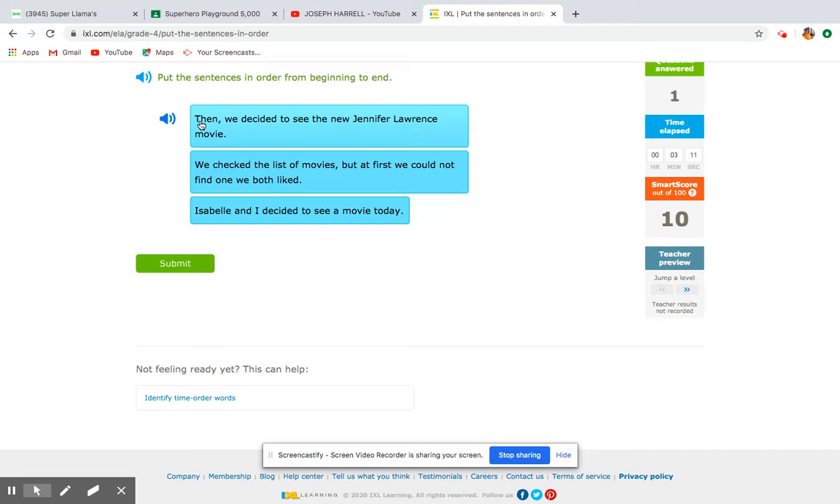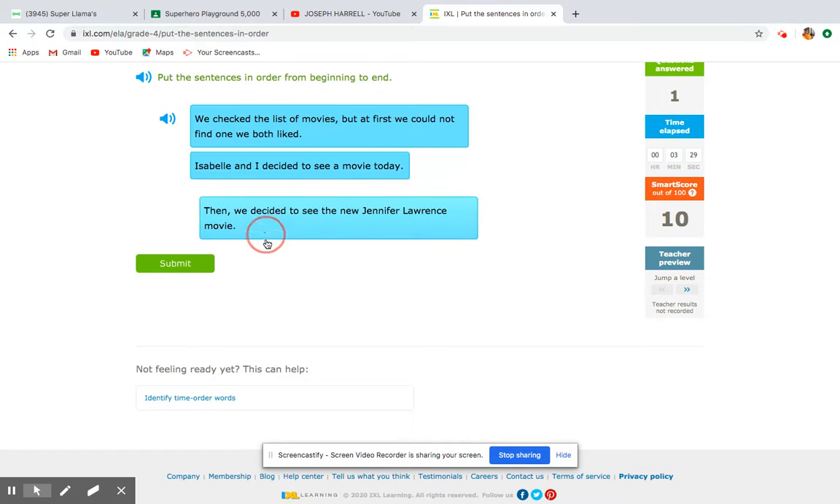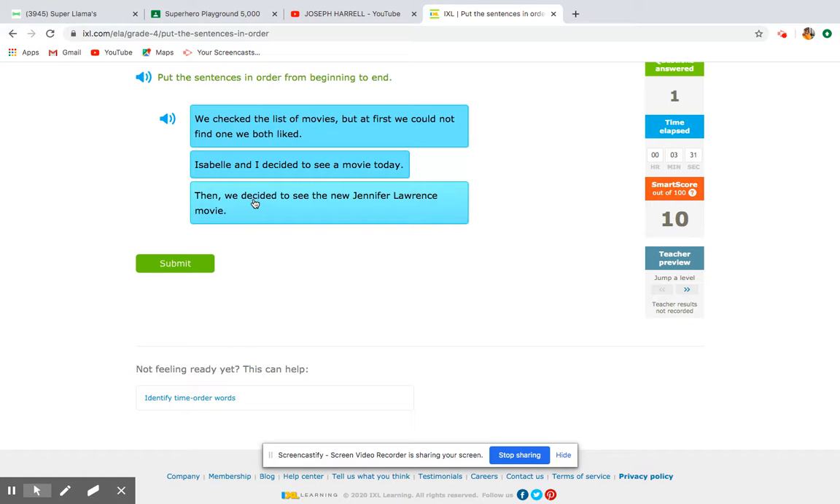The first one begins with the word then. When we sequence things, we use sequencing words like then, after that, following that. Just because this starts with the word then, that tells me that that does not come first. It would not make sense at all to have the first sentence say then. I'm going to move this down for now, and then maybe we move it somewhere else.